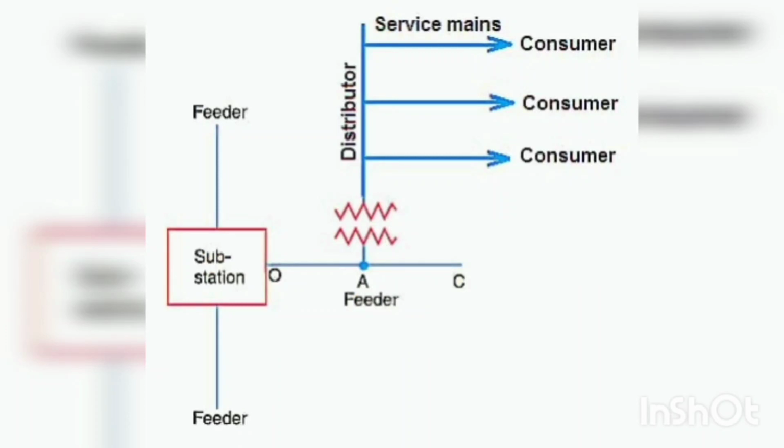Next, we move on to the feeder. What is a feeder? A feeder is a conductor which connects the distribution substation to the area where power is to be distributed. The current in the feeder is the same throughout the length because no tappings are taken from the feeder. The main important thing is that there is no load connected to the feeder.